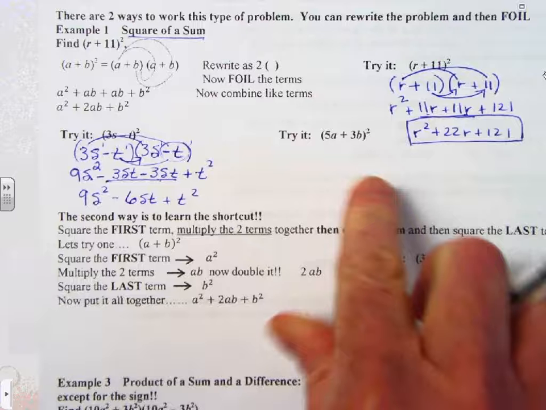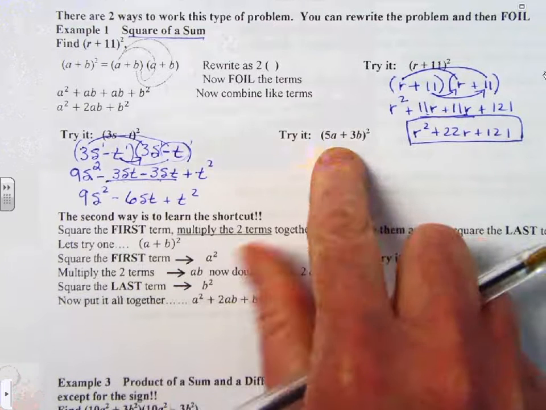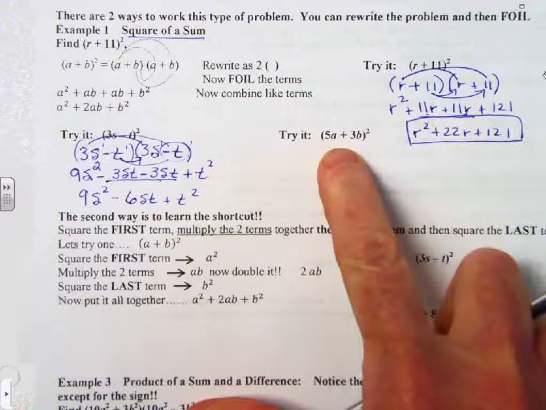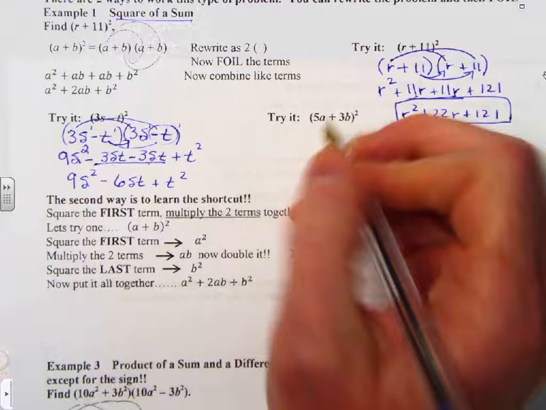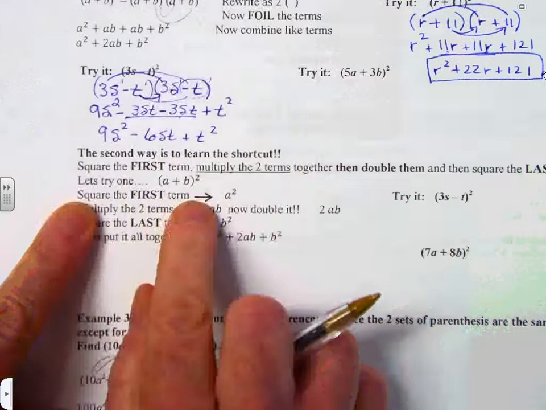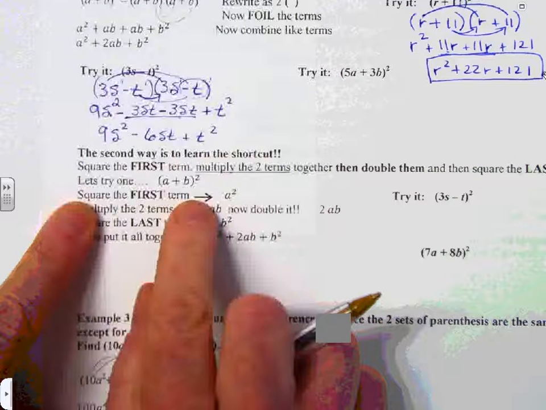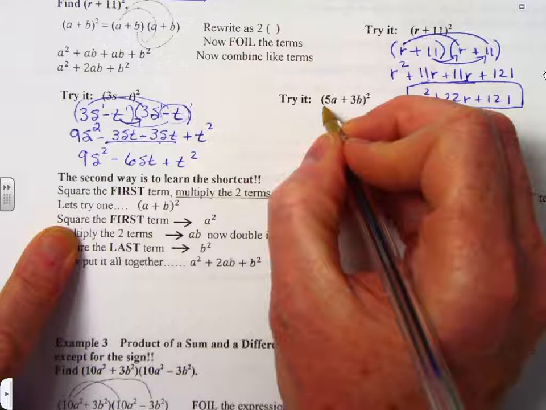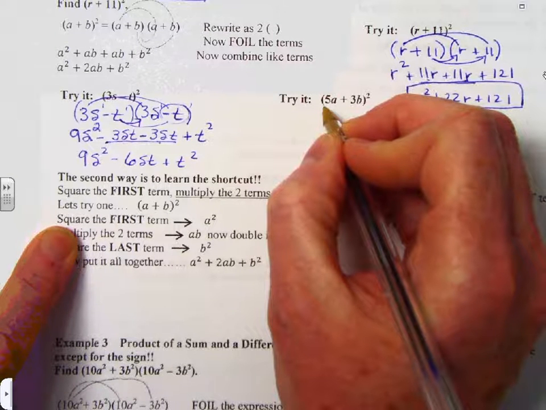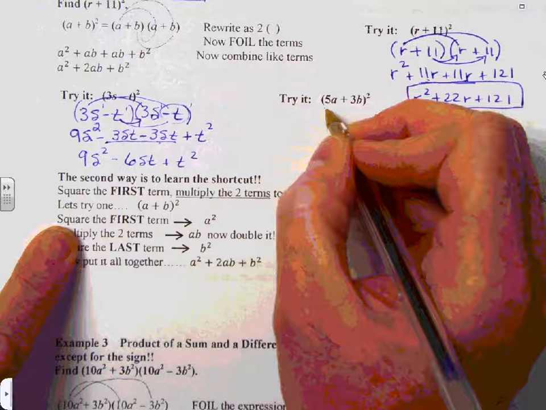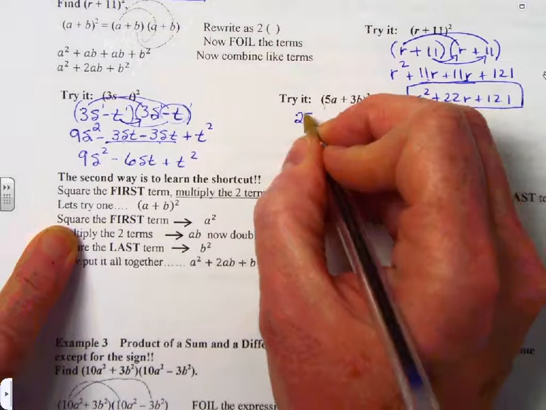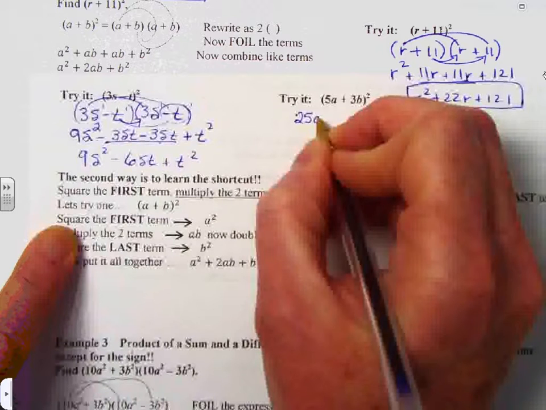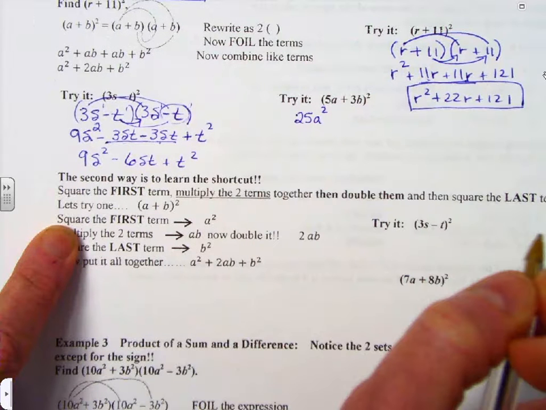So let's do this one kind of with the shortcut. And then we're going to do 2 more with the shortcut down here, okay? So the shortcut says, and here are the directions actually for the shortcut, square the first term. So if I square the first term, I'm saying 5a times 5a. What would I be getting? 5 times 5 is 25, and a times a is a squared. That's my first term.